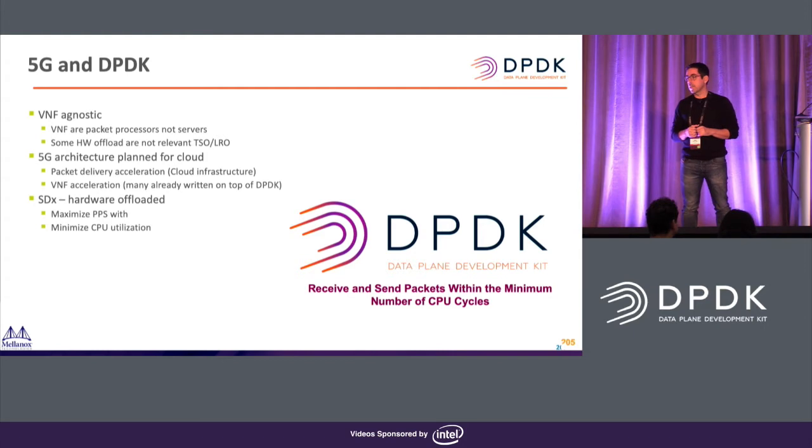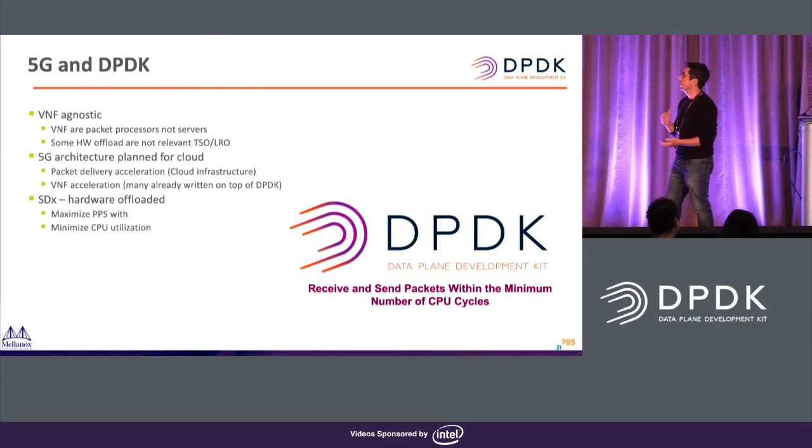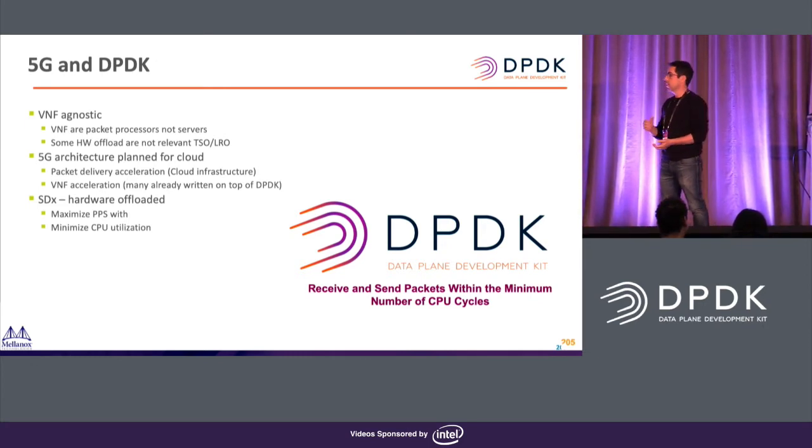And because everything is software defined, you will run on the mobile operator cloud. They will want you to maximize your PPS and minimize the CPU utilization. Actually, already today, we see they have their definition. You're allowed to use 20 cores, and you give us, I don't know, 10 million packets per second. This is what you have to do in order to get into our network.